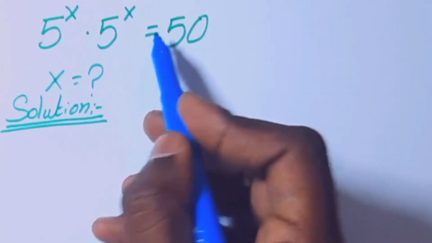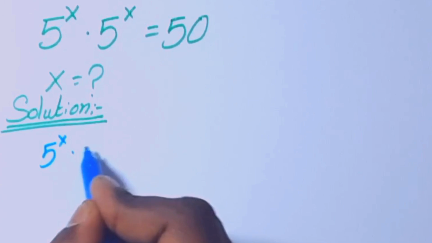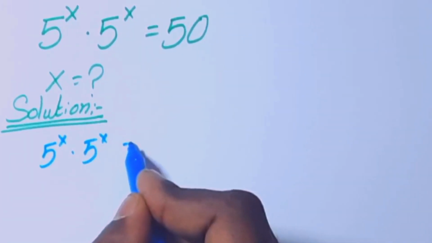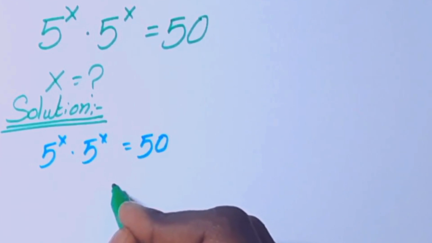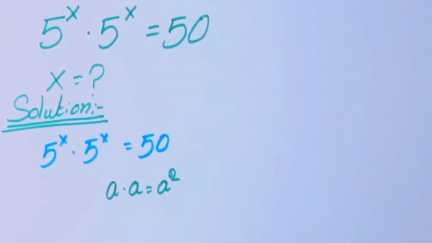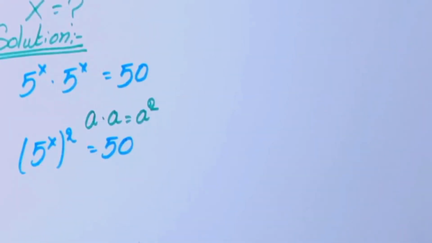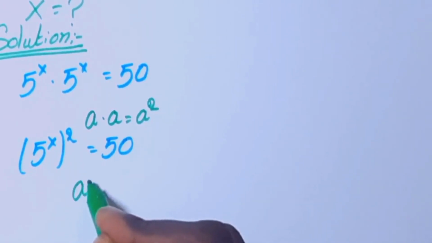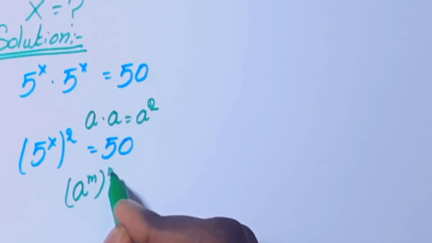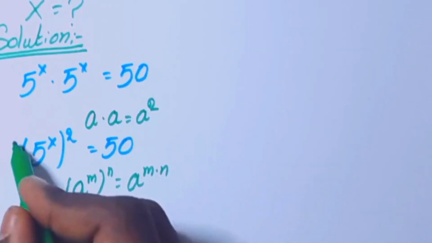Today we are going to solve this equation to find the x value. Solution: 5 power x times 5 power x equal to 50. Now a times a equal to a square. So this can be written as (5 power x) whole power 2 equal to 50. Now we know this exponent identity, (a power m) whole power n equal to a power m times n. We are going to apply this here.